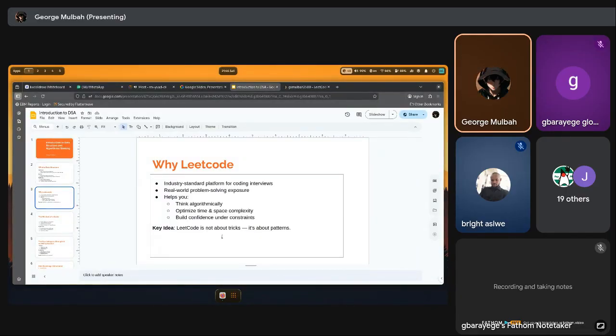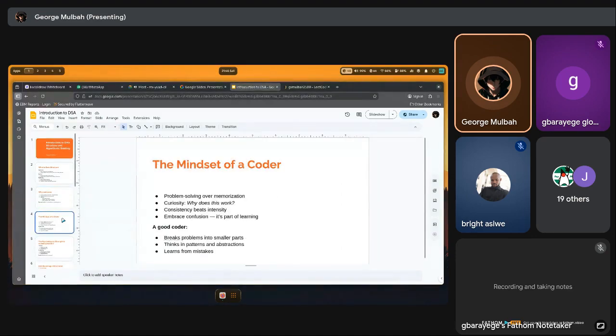So we will try to talk about the mindset of a coder. The mindset of a programmer is not to memorize, even though memorizing is part of the process. But the mindset of a programmer is that you need to be able to solve problems over memorization. When we talk about solving problems over memorization, you want to have those key concepts.